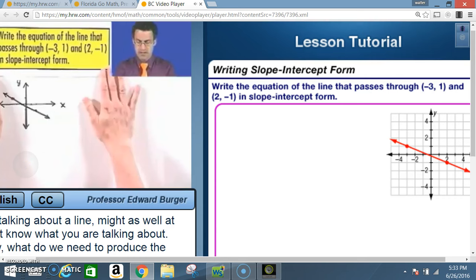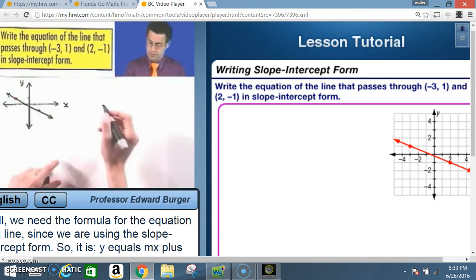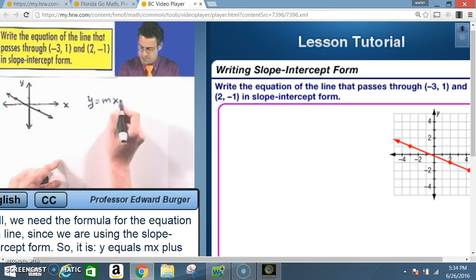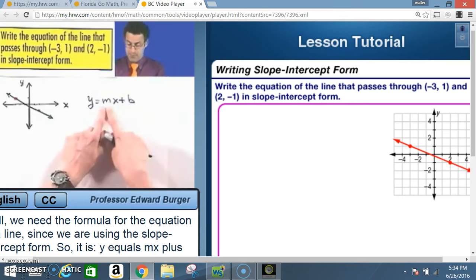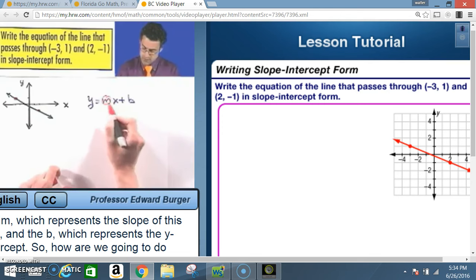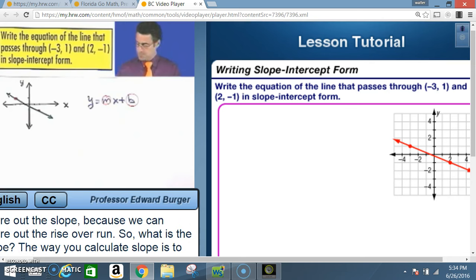Now, what do we need to figure out to produce the equation of the line? Well, we need the formula for a line, which we're using slope-intercept form, so it's y equals mx plus b. So our job is to find the m, which represents the slope of this line, and the b, which represents the y-intercept. So how are we going to do that? Well, first let's figure out the slope, because we can actually figure out the rise over run.